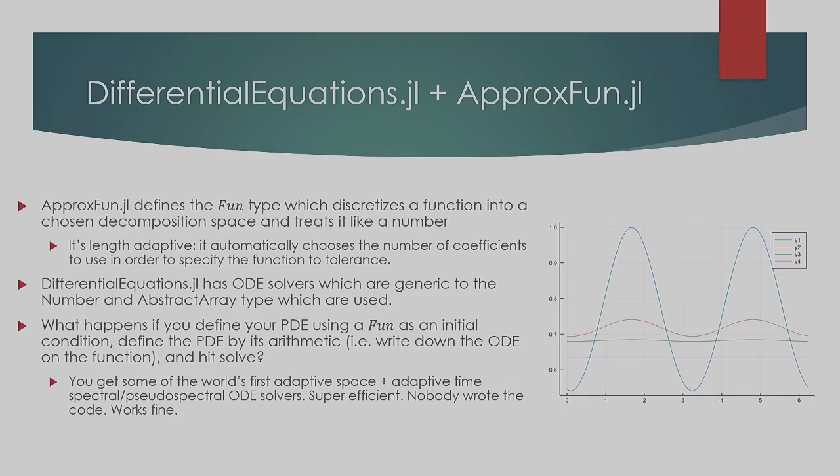Essentially all we did was use the same compilation trick as before. We define an arithmetic on a new space, and by recompiling to that new space, we get what is probably the first majorly used adaptive space plus adaptive time spectral method. It's adapting in time because of the adaptive ODE solver. It's adapting in space because this function type was made to choose the number of coefficients it needs to hit a certain tolerance in the function it's approximating. So every single step is adapting in different ways.